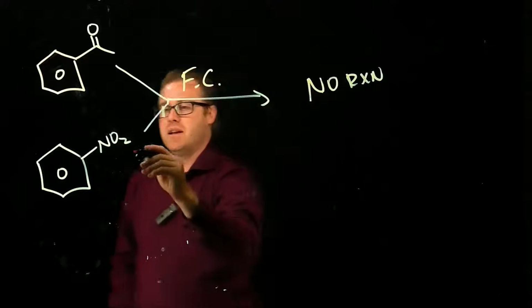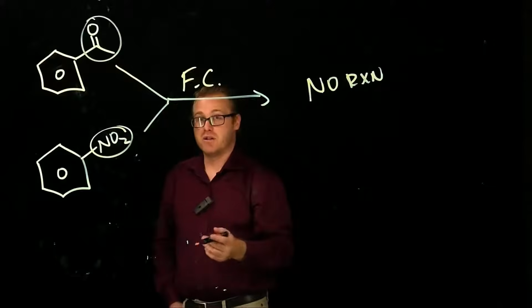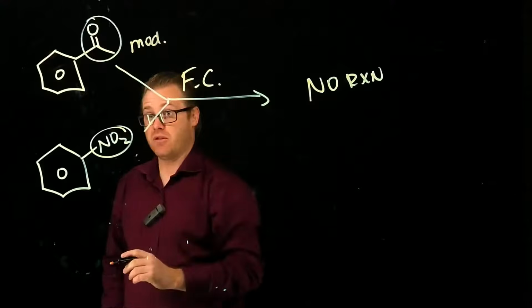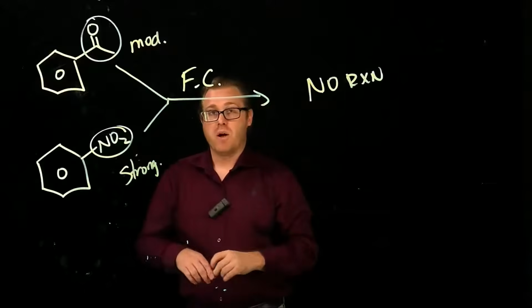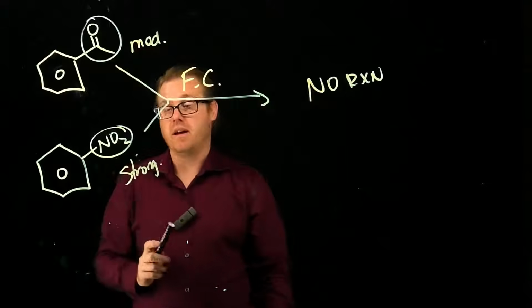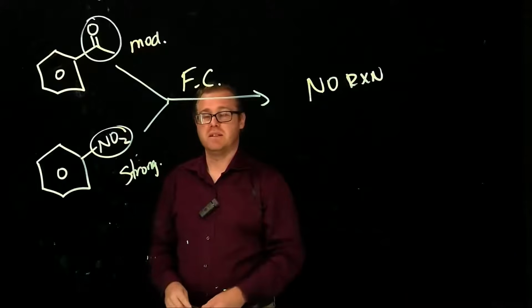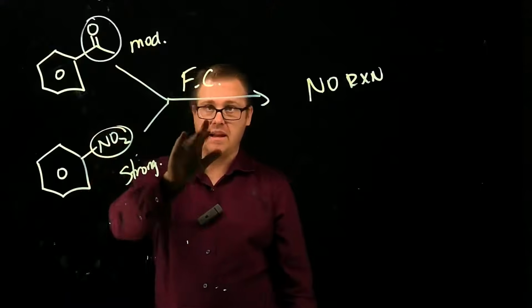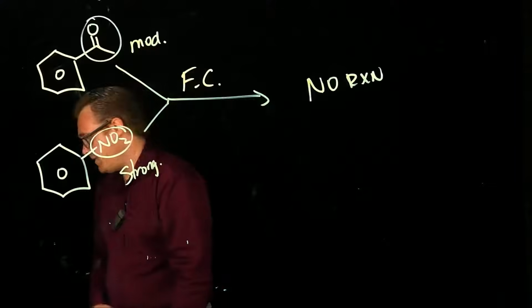Now what can you see about these 2 groups right here? They're electron withdrawing, so they're deactivators. This one right here is a moderately deactivating group, and this is a strong deactivating group. So if you ever want to do a Friedel-Crafts acylation or alkylation and you have a strong or a moderate deactivating group, it just doesn't work. Nothing will happen. But if you had a very, very weak deactivator, then yes. Another consideration to be aware of.